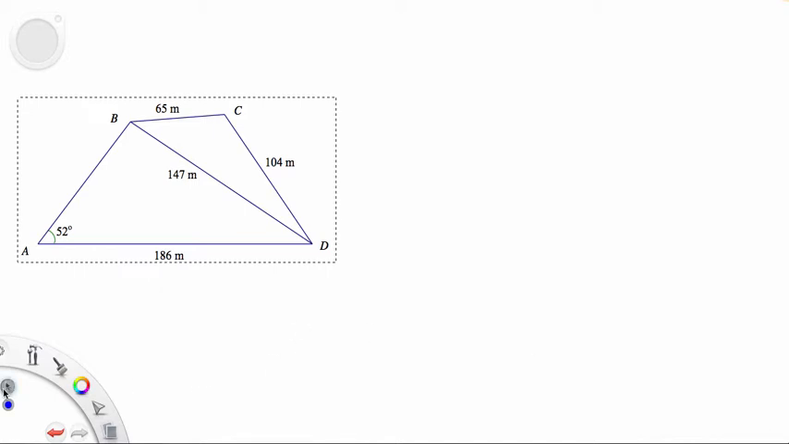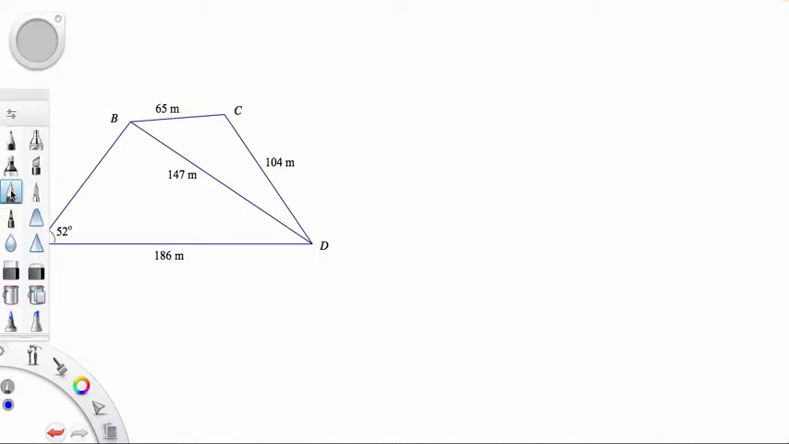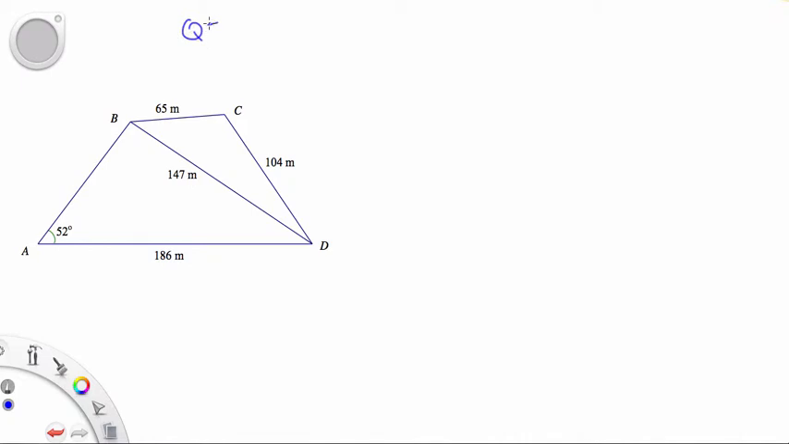Alright, now we are looking at question 5. For question 5a part 1, they are asking you to find the angle BDC. Always indicate on the diagram where the angle you need to find is.